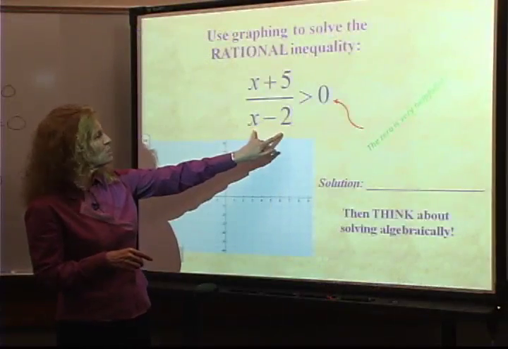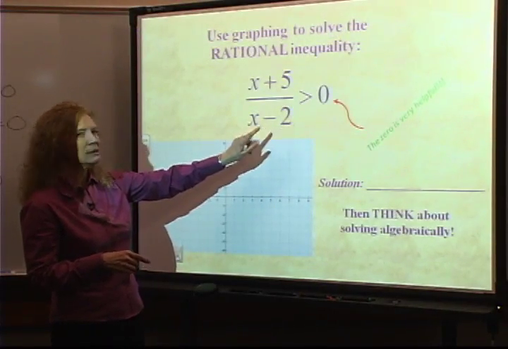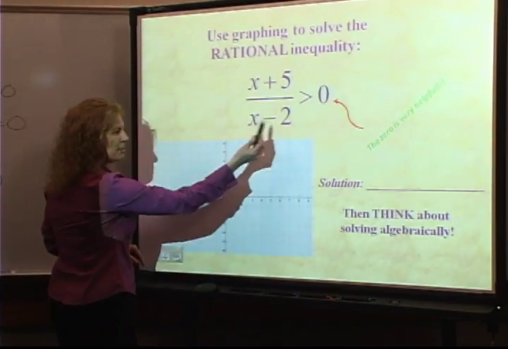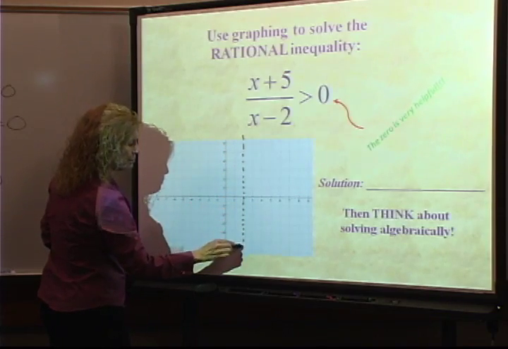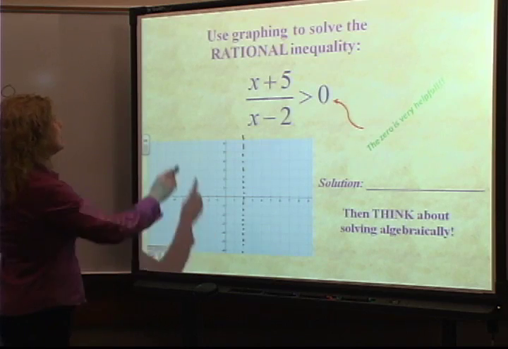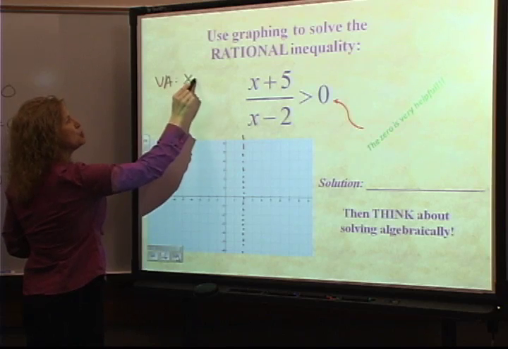Remember what happens where this denominator is 0? That's a vertical asymptote. So the denominator is 0 when x is 2. And then, by the way, let me note that vertical asymptote is x equals 2.